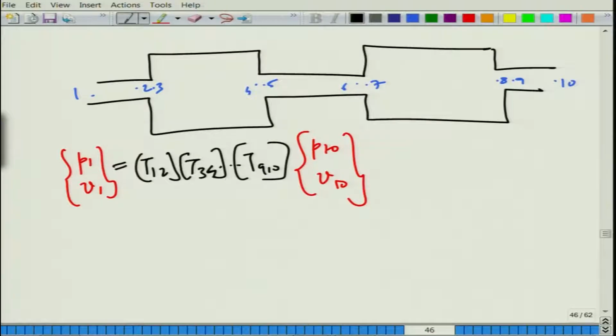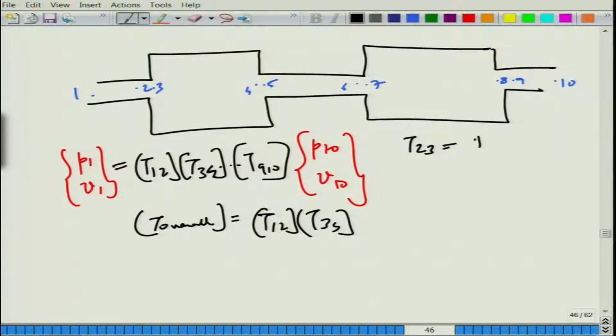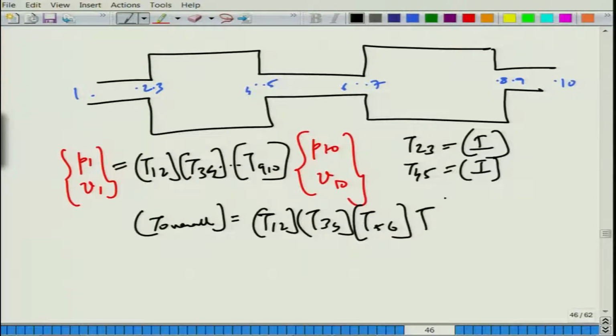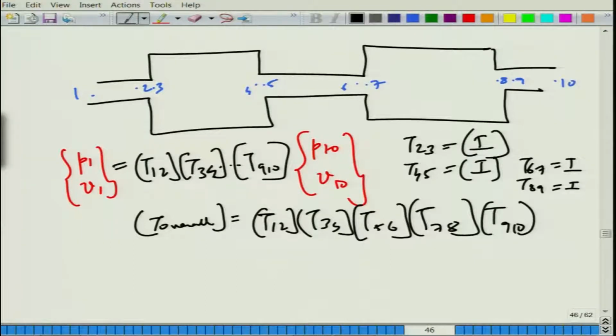So, effectively the overall T matrix will become T12, T34, and assuming that T23 is the identity matrix I, T56, T45 is again an identity matrix, and then T67 is again an identity matrix, and then you will have your T78, T89 is again your I matrix, and then you have your T9,10. What exactly am I trying to say? What is the message that I am trying to convey?